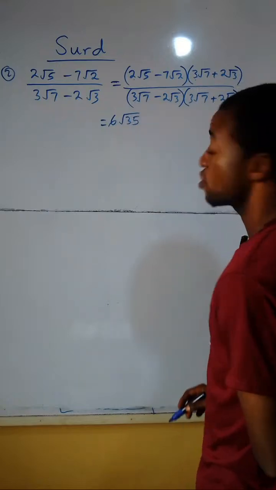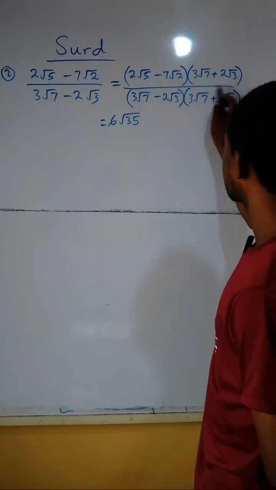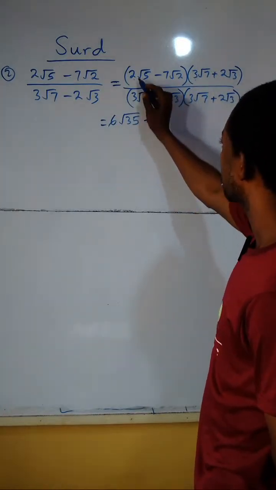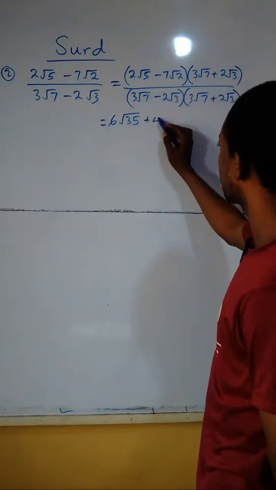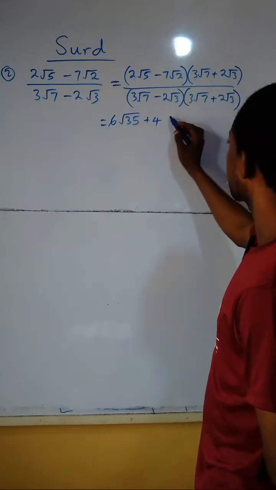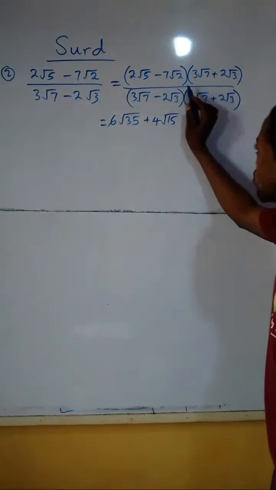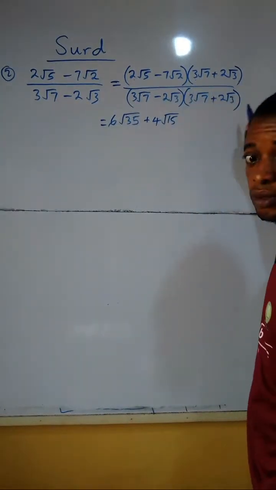That's 6 root 35 here. Then 2 root 5 times 2 root 3 here, that gives us plus. We can say 2 times 2, that's 4. Then root 5 times root 3, that gives us root 15. Then also minus 7 root 2, and open this bracket now.